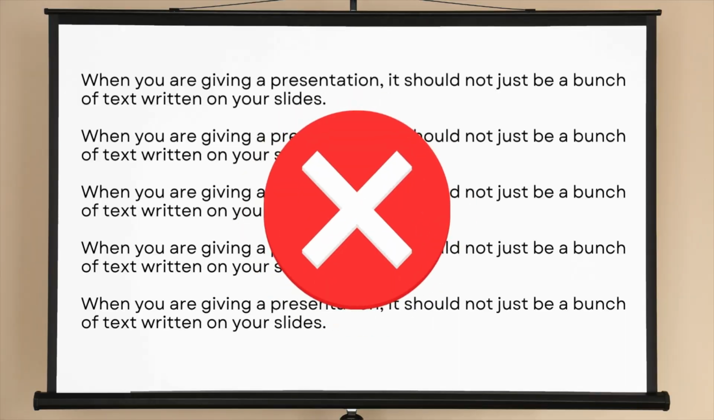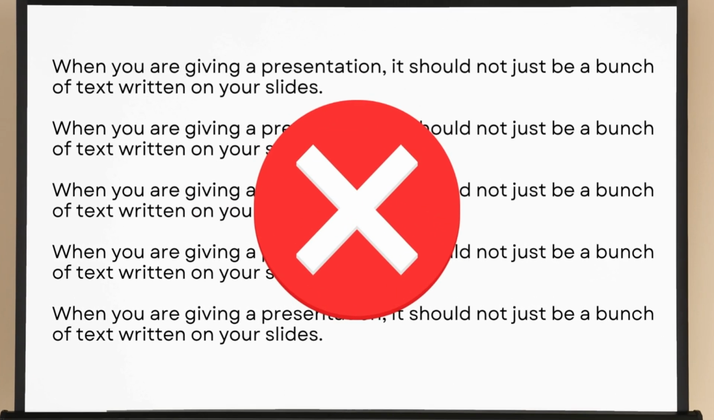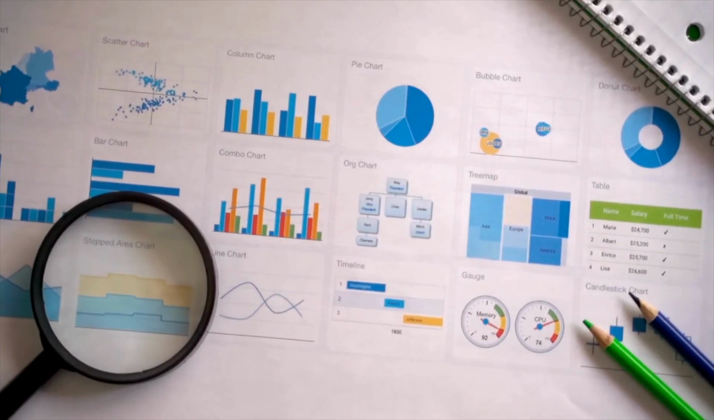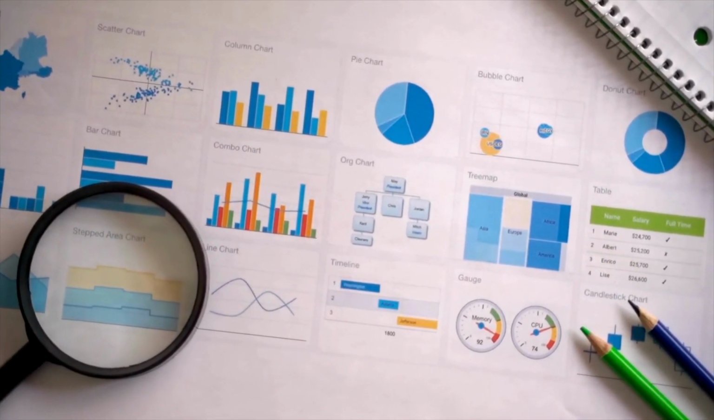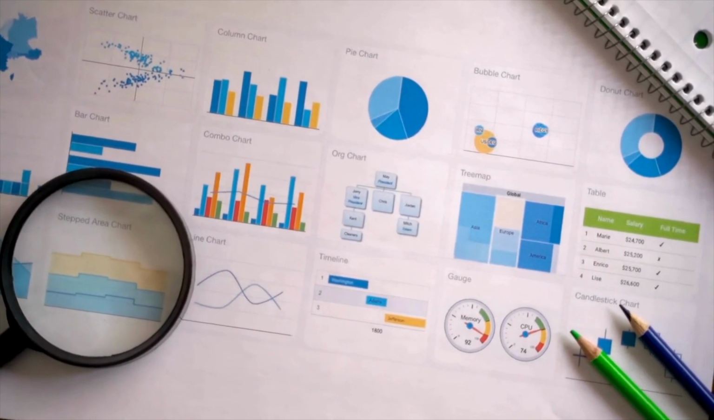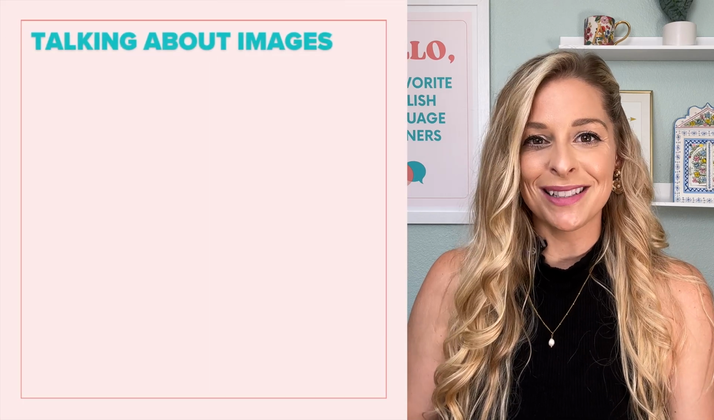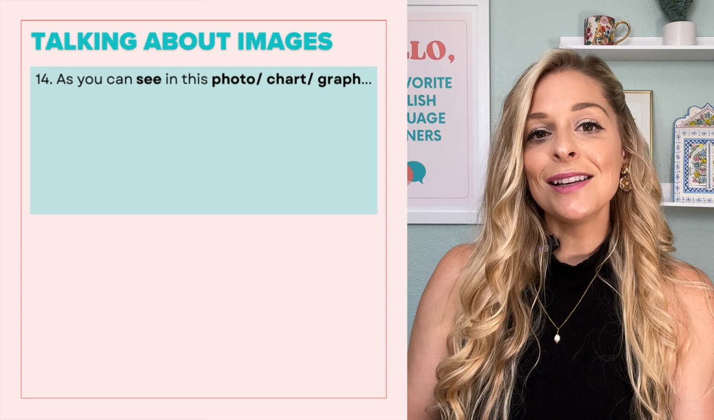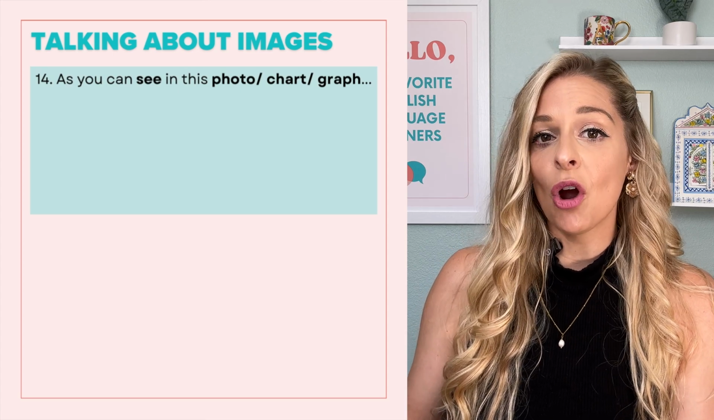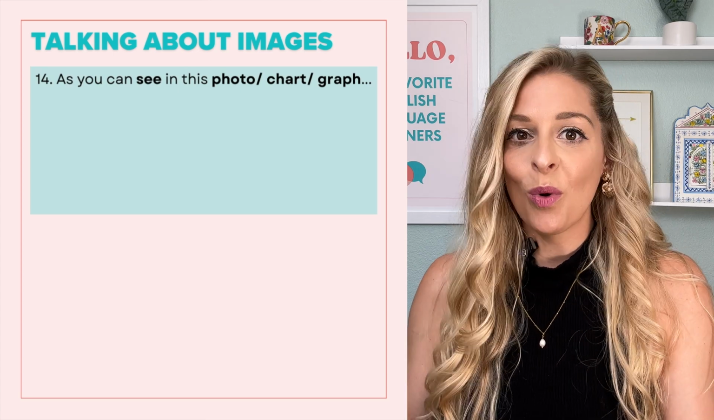Now, whenever you're giving a presentation, it should not just be a bunch of text written on your slides. Instead, you should really be using a lot of images, visuals, graphs, and charts to show your audience what you're saying rather than just telling them. And so we need to know how to talk about images when giving a presentation. For example, as you can see in this photo, chart, or graph, and then explain what is in the picture.